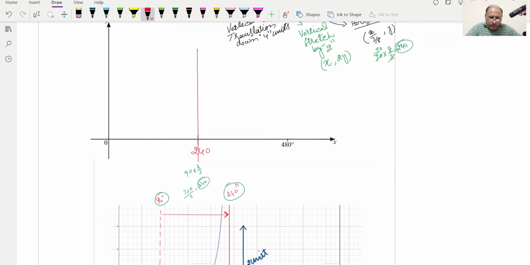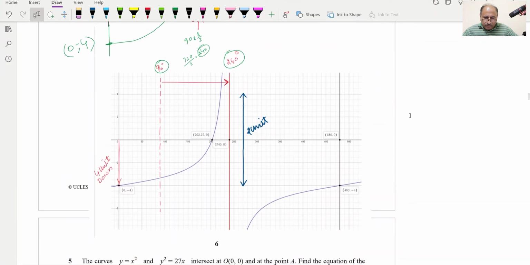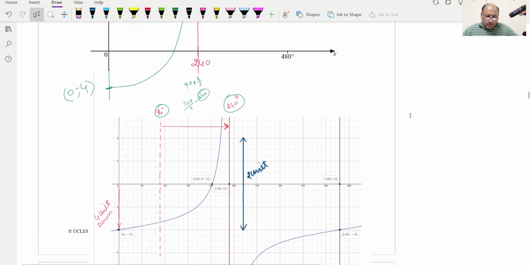Keep in mind 240 is an asymptote, so the asymptote line also we can draw over here, which will be like this one. And this curve will not be touching this, and it will be coming down over here, and we can extend this line and show this one as minus 4. So this point will be 0 and minus 4. And this will be around 202, this will be 202.